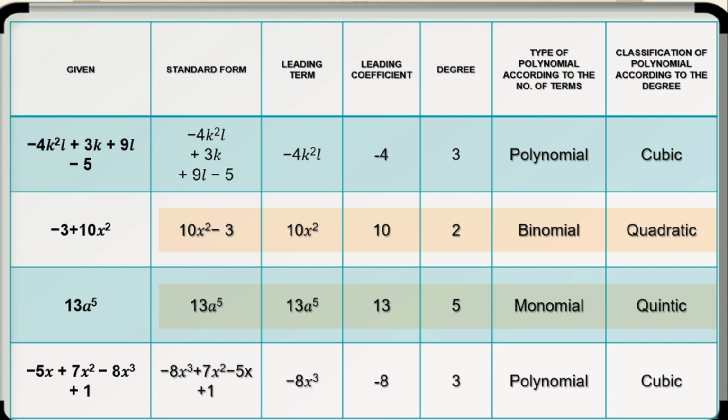And lastly, negative 5x plus 7x squared minus 8x cubed plus 1. The standard form is negative 8x cubed plus 7x squared minus 5x plus 1. The leading term is negative 8x cubed. The leading coefficient is negative 8. The degree is 3. The type of polynomial according to the number of terms is polynomial. And the classification of polynomial according to the degree is cubic.